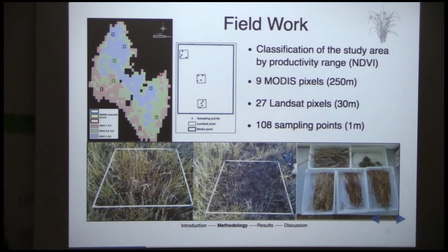And because we think that the data that we collect can be used in the future with other remote sensing data, we also incorporate Landsat. Then, in each MODIS pixel, we selected randomly 3 Landsat pixels, and in each Landsat pixel, we selected 4 sampling points. This makes 108 sampling points of 1 square meter. In these sampling points, we cut all the biomass. After, we sorted by species, we weighed it, we dried it, and we weighed again to have estimations of the biomass production per pixel.